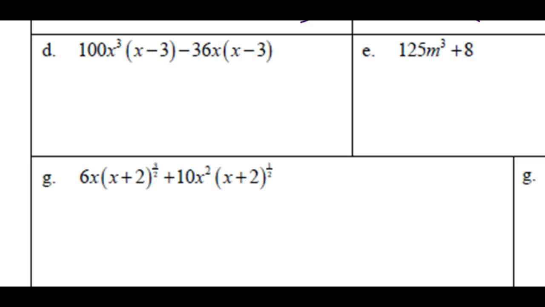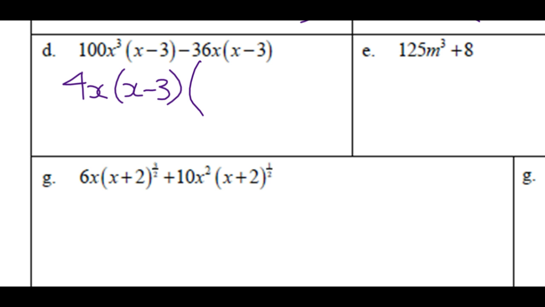Okay, what do we do? What's our first step here? Common factor. Okay, what's a common factor? X minus 3. Well, yeah, and what else? So we got 100 and 36. What's the biggest number that goes into 100 and also goes into 36? 4. So we got a 4x and an x minus 3, right? That's our common factor.